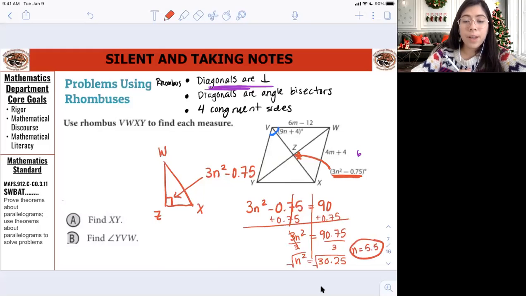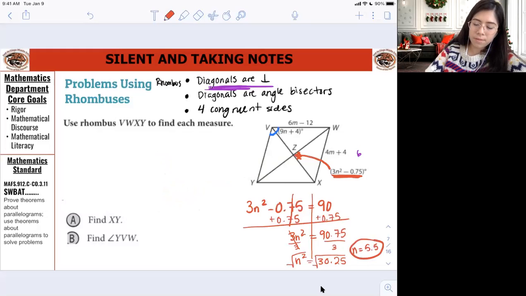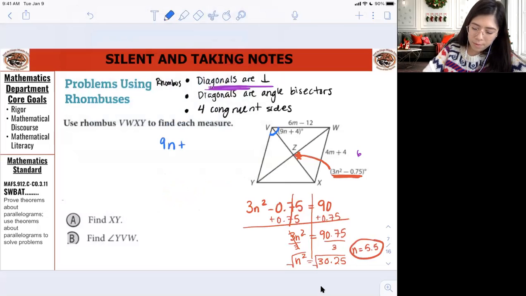Now I know the value of n. How can I use that information to figure out what I'm actually looking for? Now we plug it in. What am I plugging it into though? 9n plus 4. 9 times 5.5 is what?